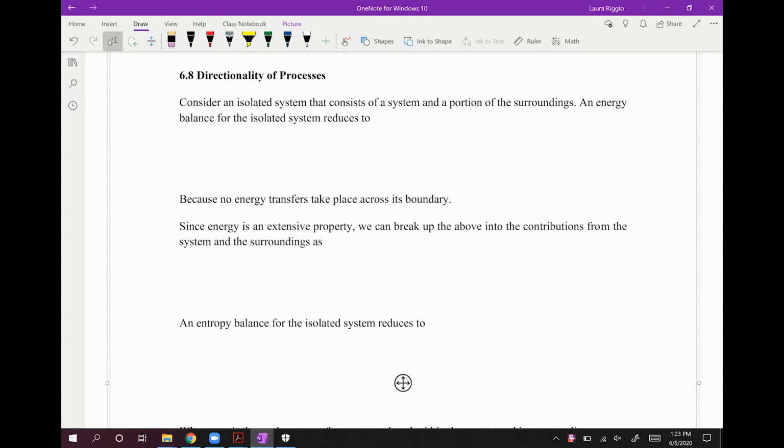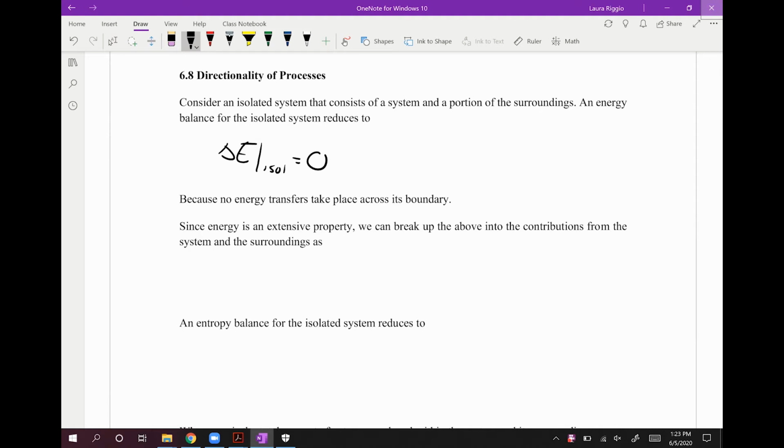In this lecture, we're going to go over the directionality of a process and then extend that to the energy balance for open systems. So if we consider an isolated system that consists of a system and portions of the surroundings, we have their total change in energy equals 0 because the system is isolated and no energy transfer can take place across the boundary.